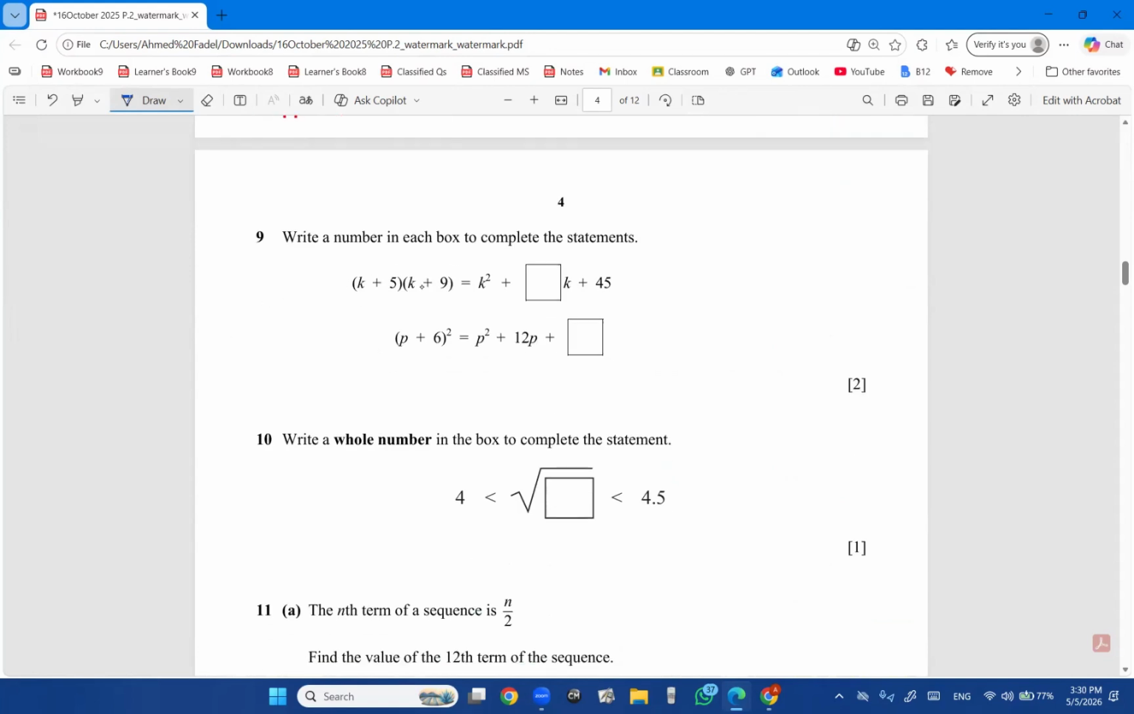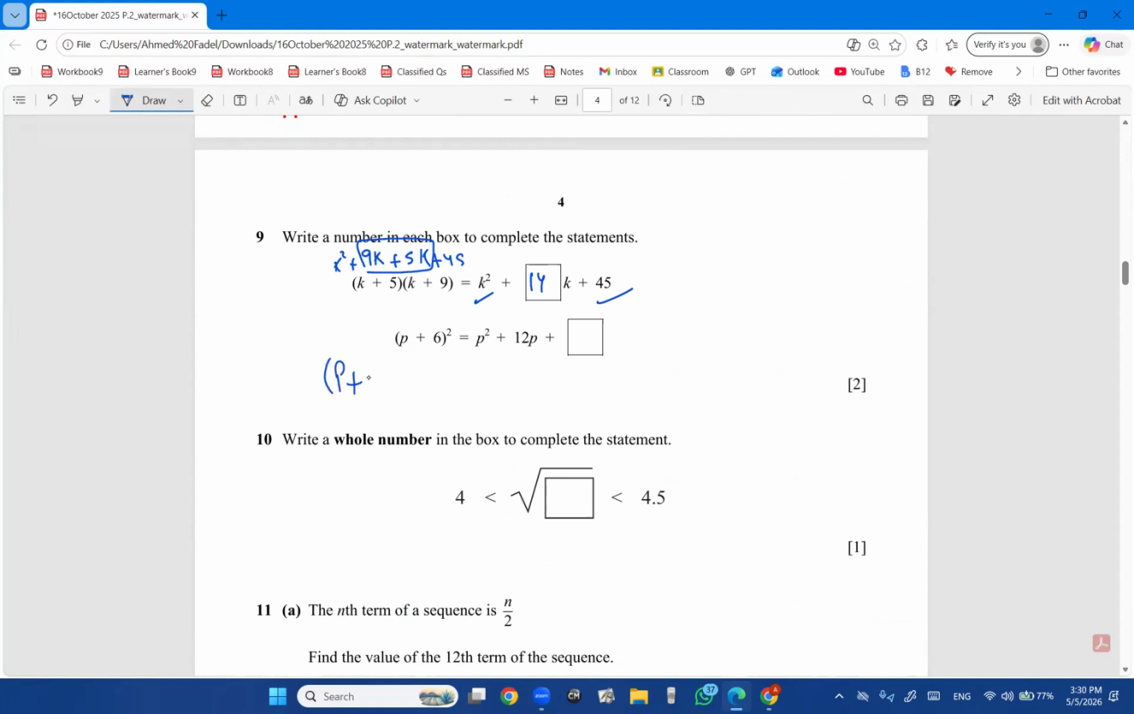Here, if you expand them, first by first gives you k squared, done. Then first by second gives you 9K. Then second by first gives you 5K. And second by second gives you the 45. So I have the 45, I have the K squared, but we do not have the coefficient of K. So 9 plus 5 is 14K.